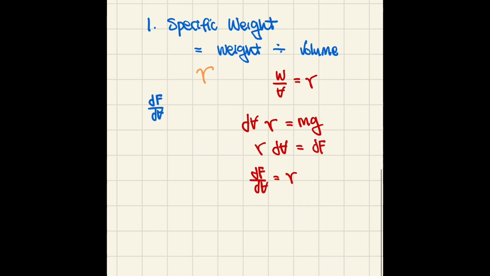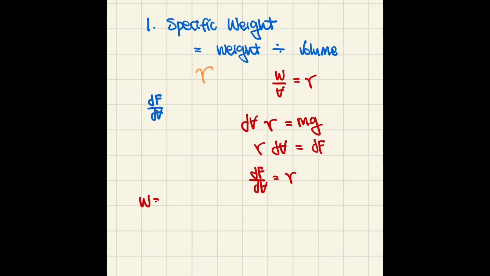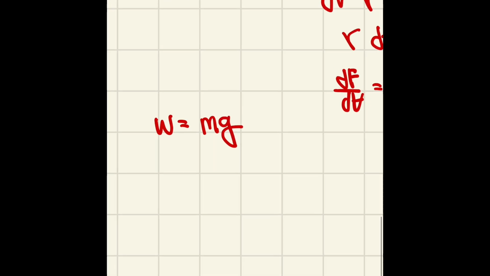So what is gamma? We know that weight W equals mg. Mass is an objective measurement, but weight really depends on the different gravitational forces. Like on Earth, we apply 9.8 gravitational acceleration, but on Mars, it's really different. So weight is subjective and mass is objective. So we know that weight equals mg. But what is gamma? Gamma equals weight divided by volume, which also equals mg divided by volume.